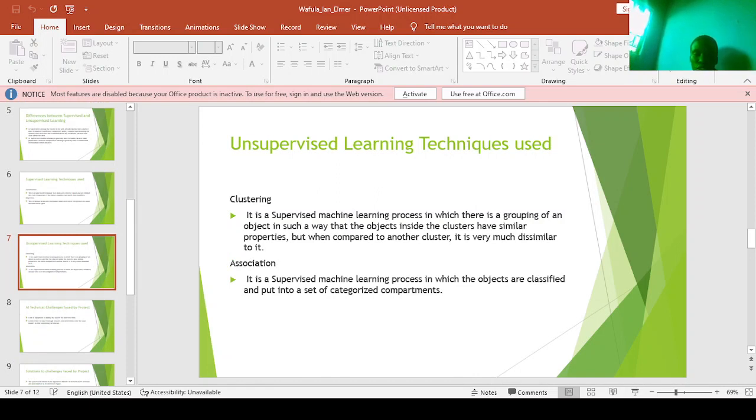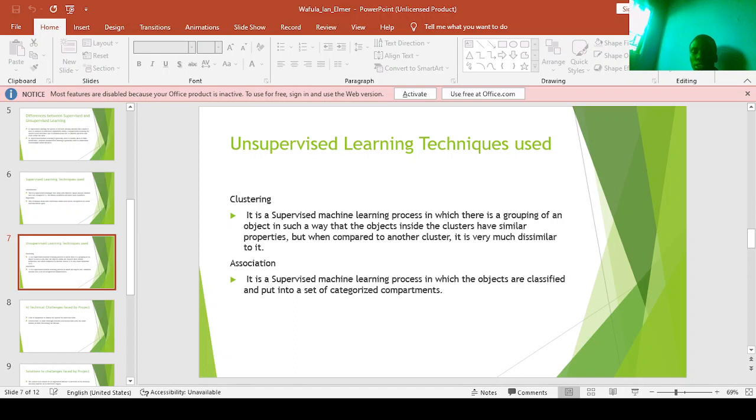Unsupervised learning techniques that were used are clustering and association. In clustering, there is grouping of objects in such a way that the objects inside a cluster will always have similar properties, and when they are compared with other clusters, they are very dissimilar, meaning they don't have the same content. With this technique, we group the objects into clusters that make them similar to each other.